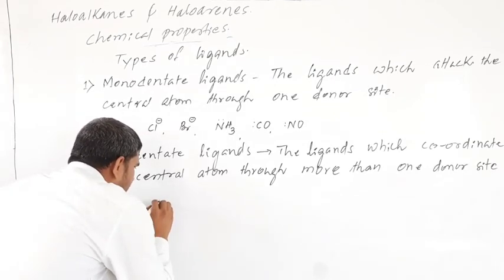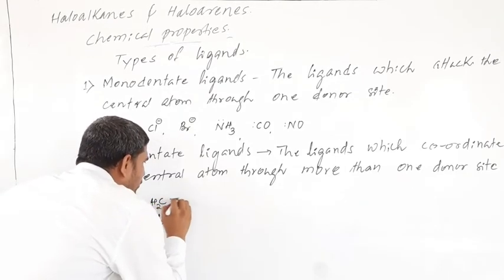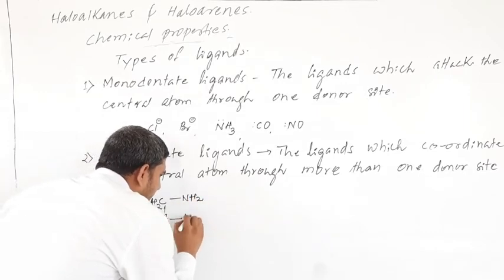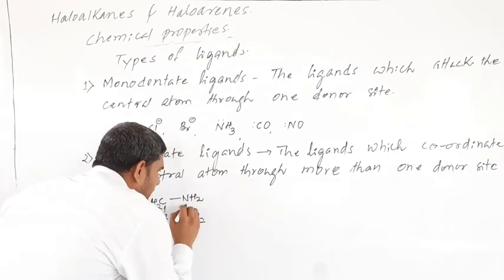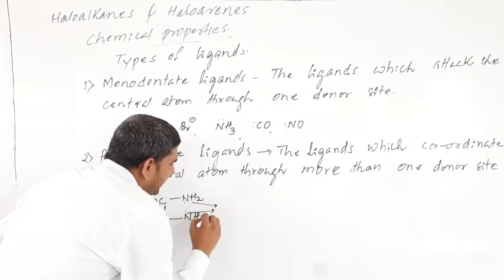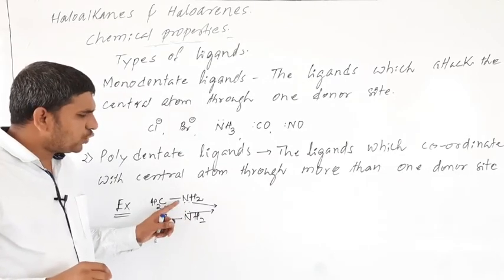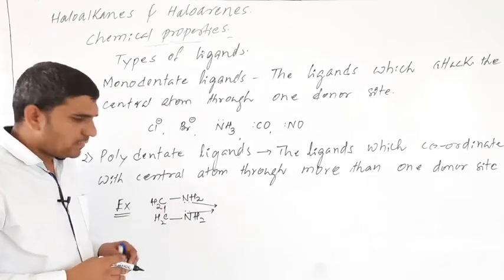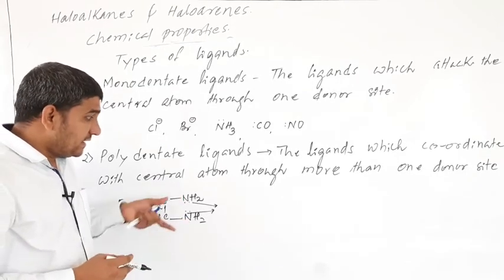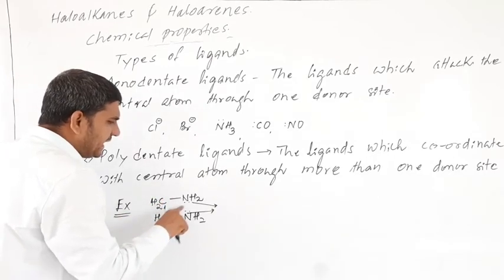I will give some examples of polydentate ligands. First one is CH2 NH2, CH2 NH2. Over here nitrogen contains a lone pair. How many denting centers does this contain? 2 donor sites. Denting center, or donor site, or donating atom. How many donor sites are there? 2 donor sites are there. This is nothing but a polydentate ligand. This is actually ethylenediamine.